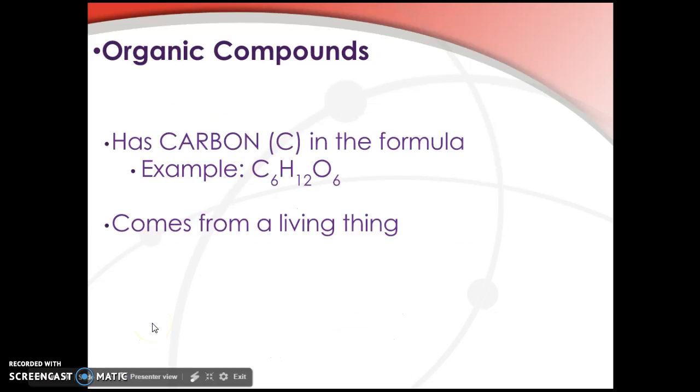An organic compound is going to have carbon. So for example, C6H12O6, that's actually the chemical formula for sugar, glucose, and it comes from a living thing. So in the Bill Nye video, he talked about cow poo being organic. It's because it has carbon in it. Another one that you should see with the carbon is hydrogen. So you should see carbon and hydrogen together in order for it to be organic.